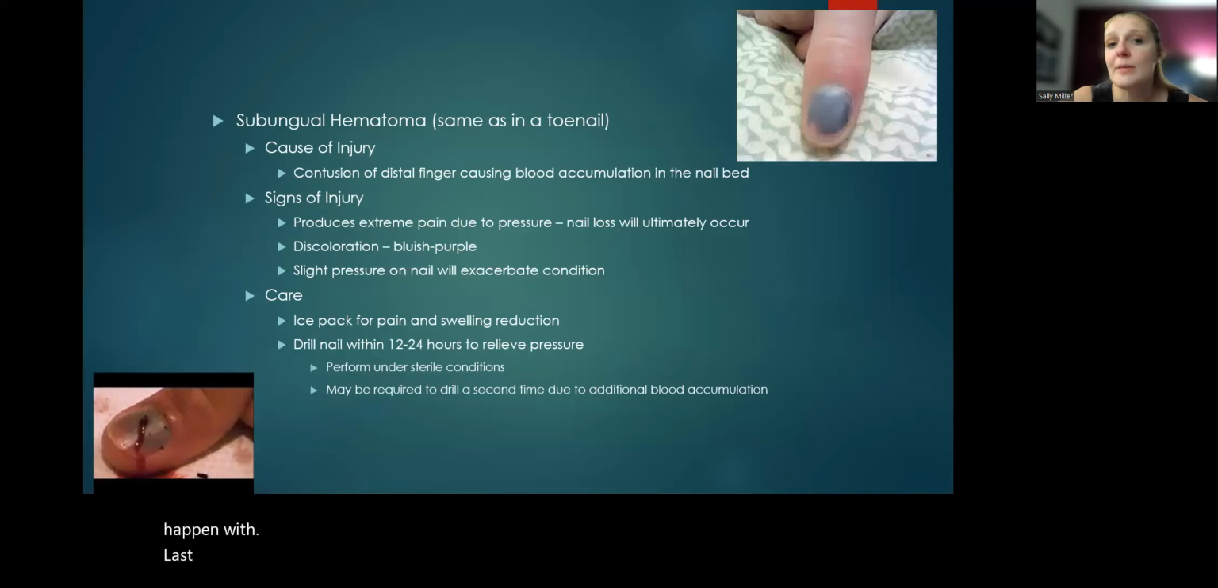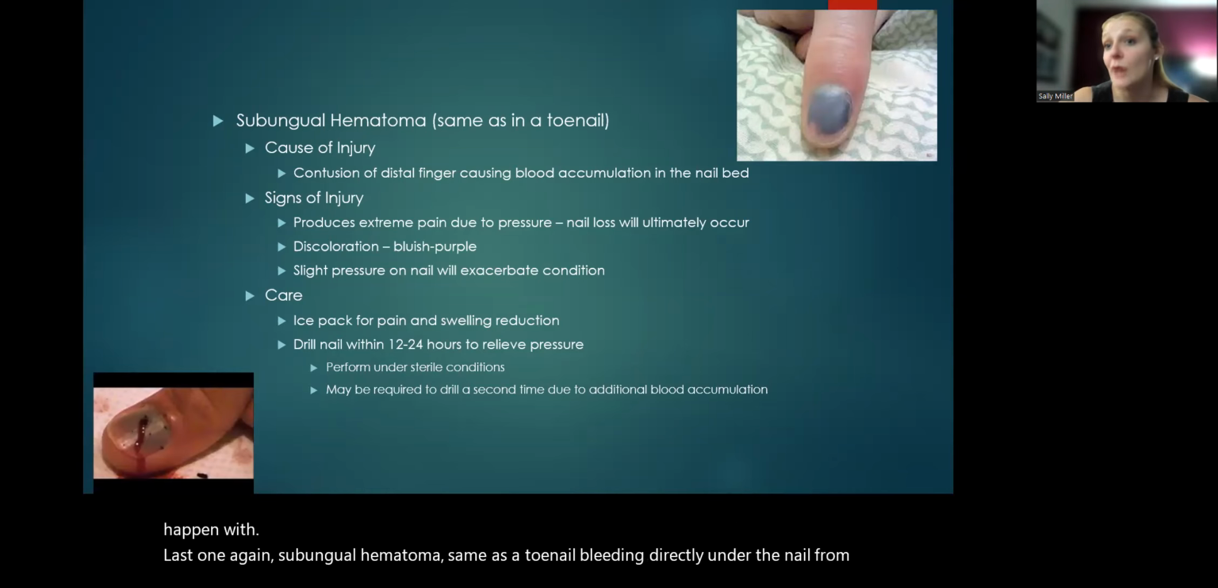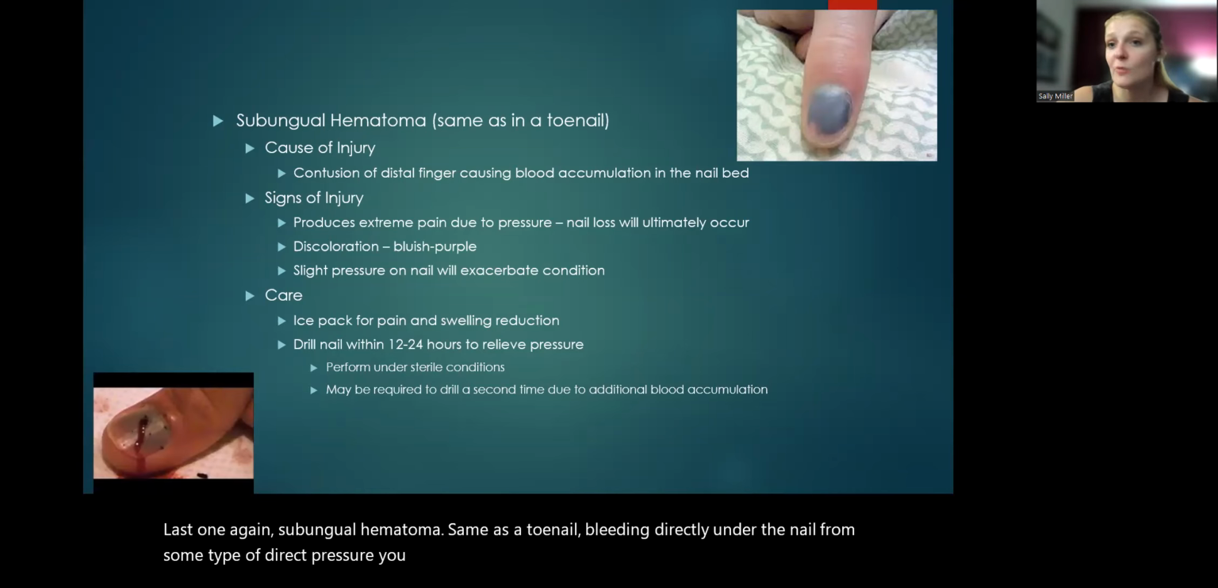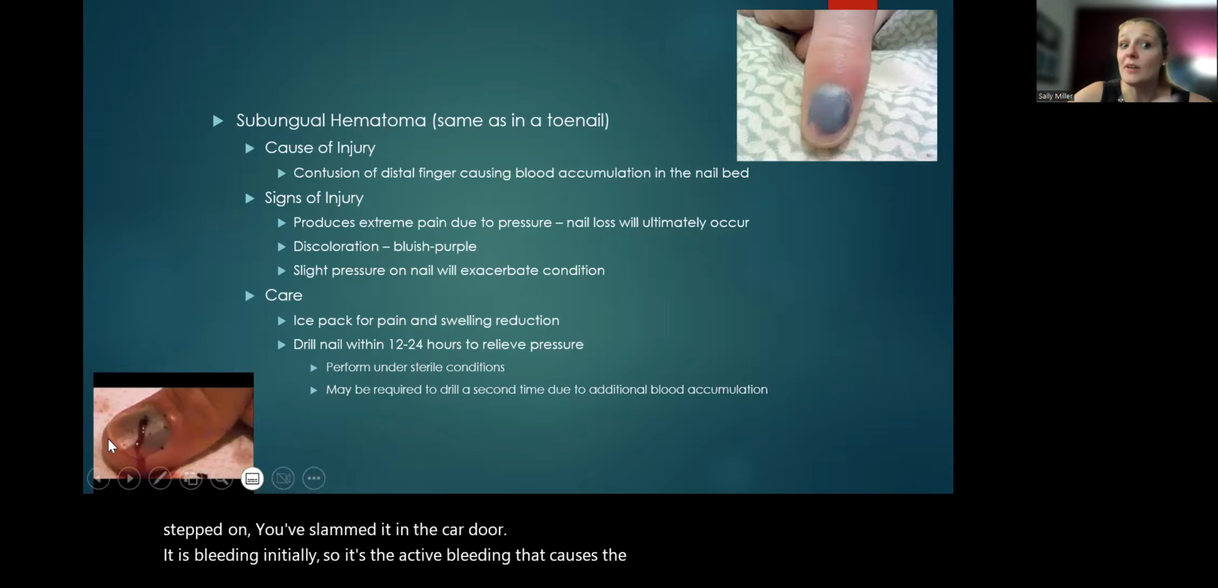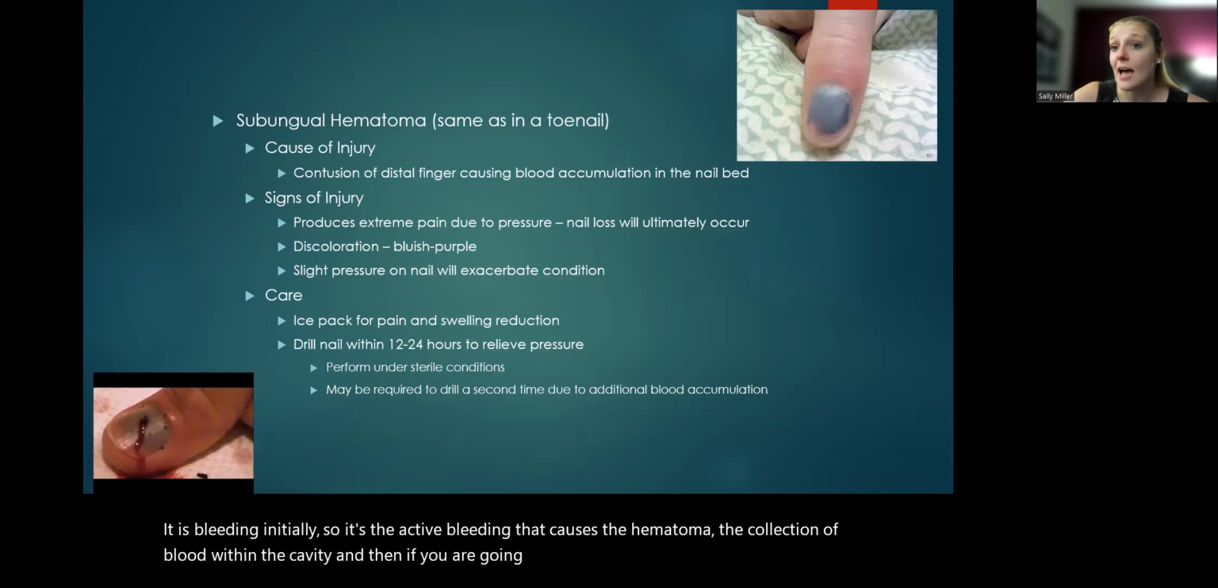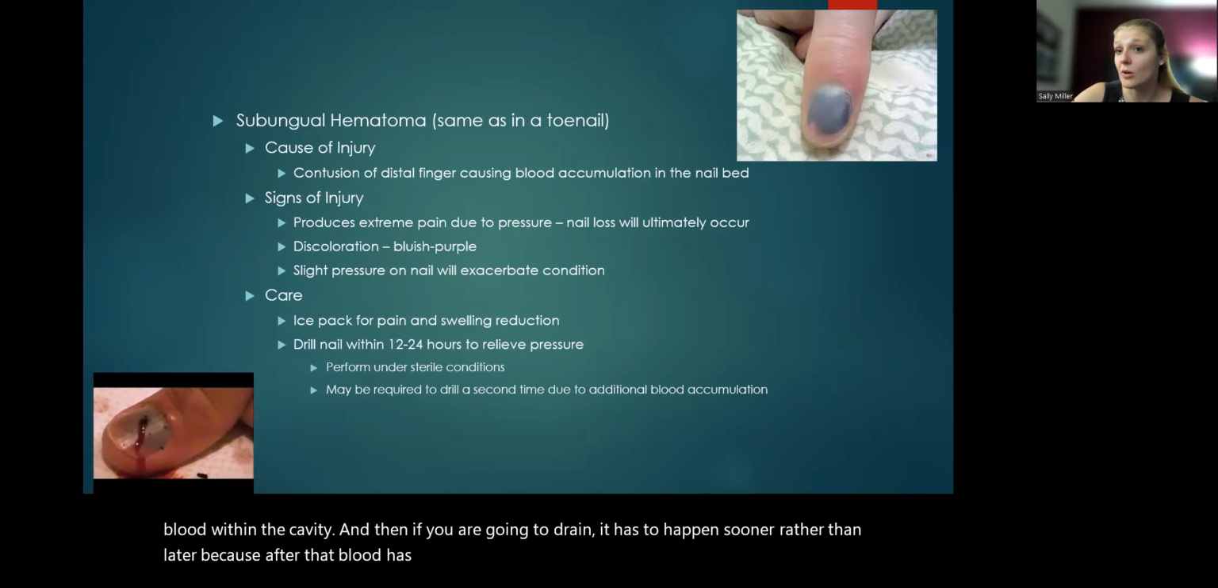Last one again, subungual hematoma, same as a toenail, bleeding directly under the nail from some type of direct pressure. You've smacked your finger with a hammer, you've gotten stepped on, you've slammed it in the car door. It is bleeding initially, so it's the active bleeding that causes the hematoma, the collection of blood within the cavity. And then if you are going to drain it, it has to happen sooner rather than later, because after that blood has clotted or coagulated, it's not going to be able to escape.